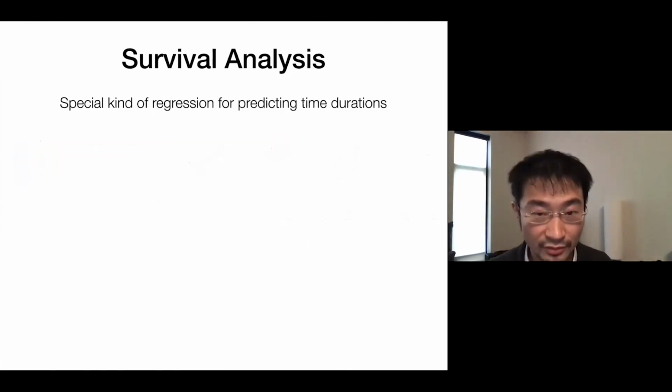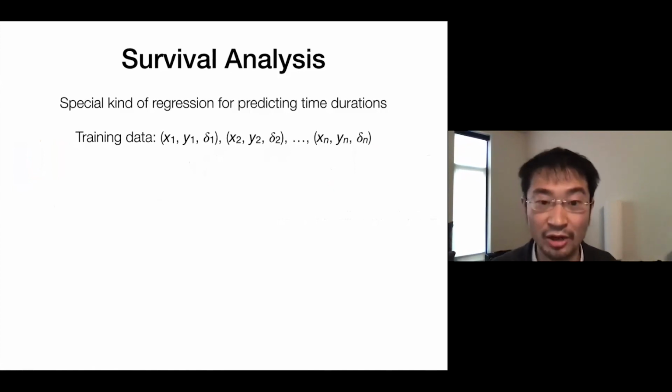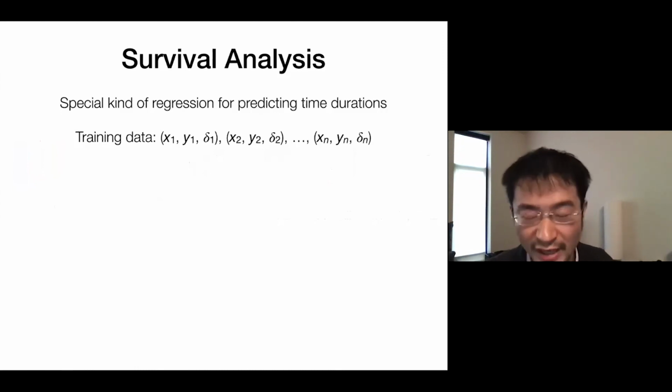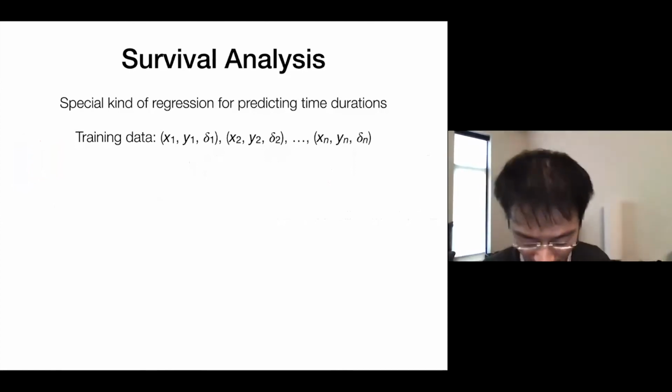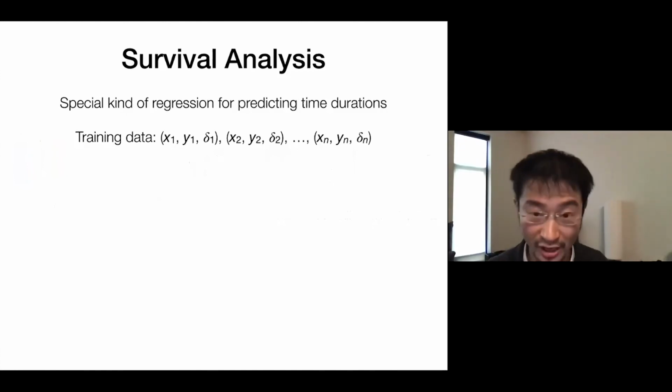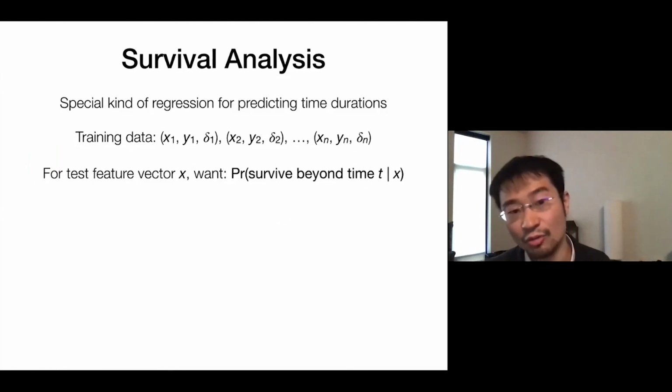So that's the setup. We have training data: a bunch of feature vectors, x1 through xn, each one paired with an observed duration or observed time, these yi's, and then these event indicators, delta 1 through delta n, that say whether each of these training patients died or not. And what do we want? Well, for a test feature vector, we want to predict this.